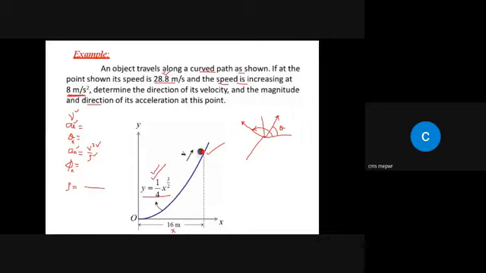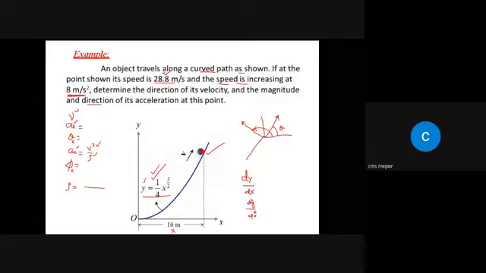Okay, so if we find dy by dx, we will get this rho. But did they also ask for the double derivative? We also need d square y by dx square, right? If we get these two things, how can we get them? Take the first derivative, then take its second derivative. So we will get these two things.